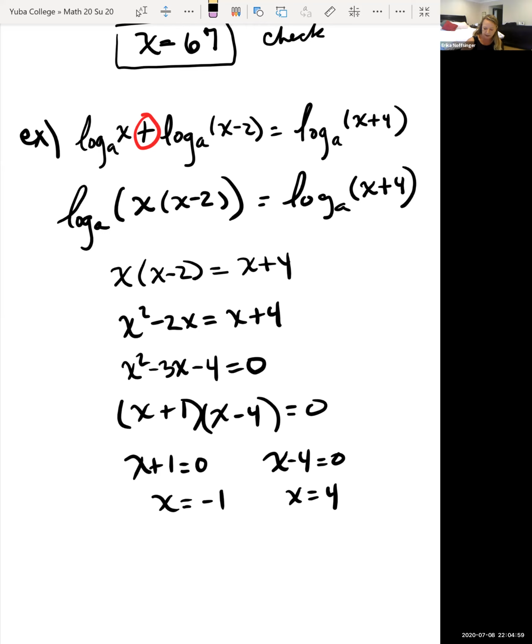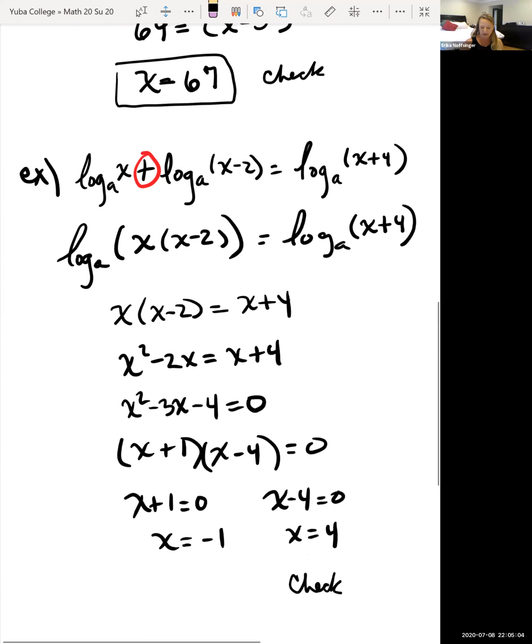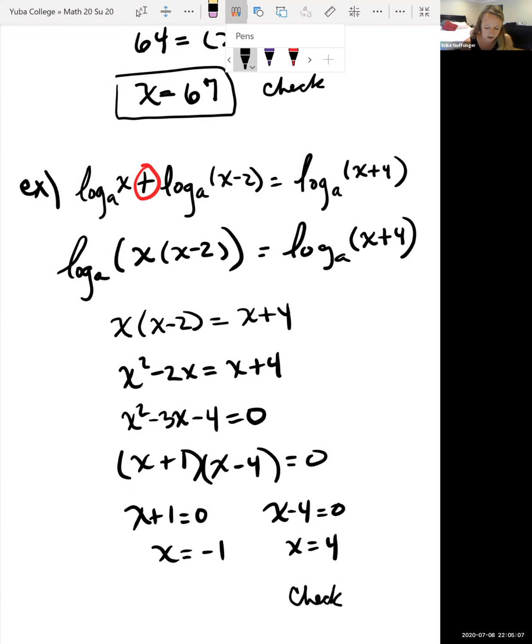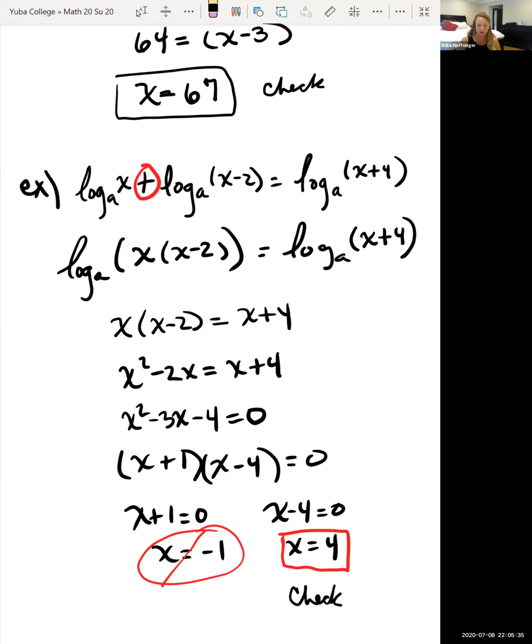So check. Notice if we plug in -1 for x up here, well, log base A of -1, that's a log of a negative number. So we cannot have that. If we look at 4 though, log base A of 4, that's positive. 4 minus 2 for this is 2, that's positive. And 4 plus 4 is positive. So plugging in 4, it's always a log of a positive number. So we're okay. x equals 4 is the only solution.